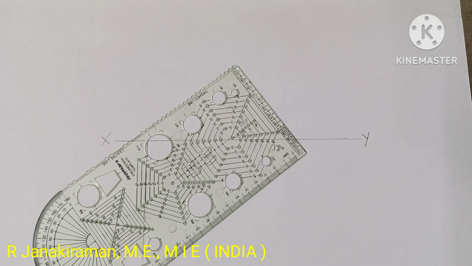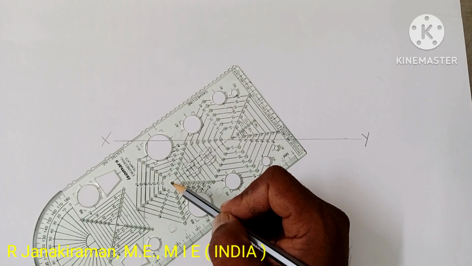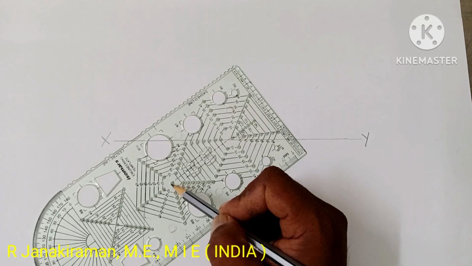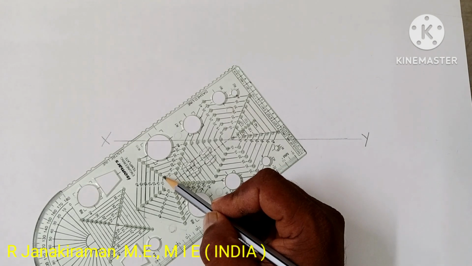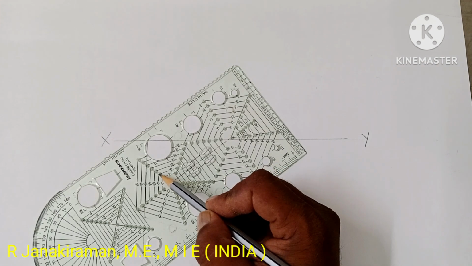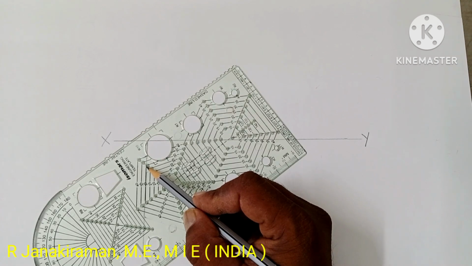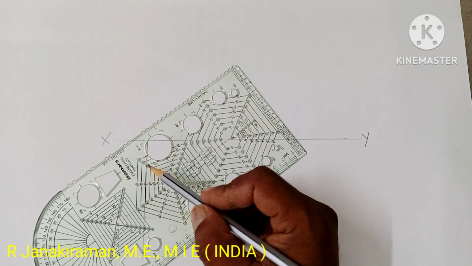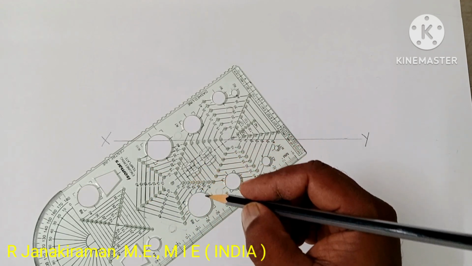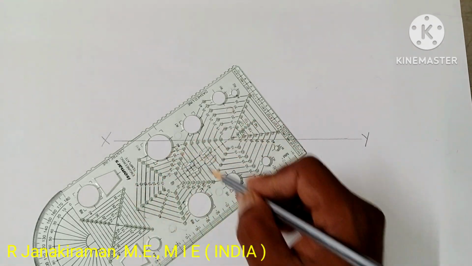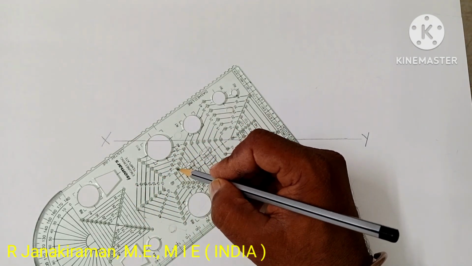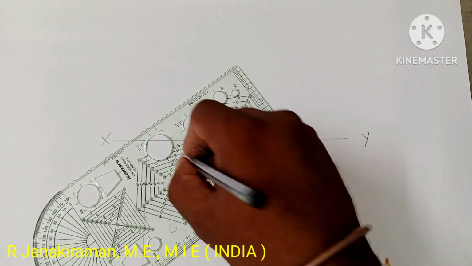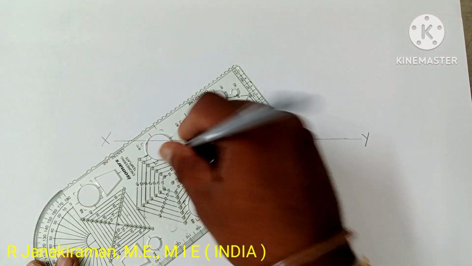Then count which hole it comes to, leaving the center of your pentagon. This center hole you leave. From the corner, count the number 1, 2, 3, 4. The fifth hole is for the 30 mm side pentagon. So locate the fifth hole in the center part of this pentagon. Count like this: 1, 2, 3, 4, 5. Put a dot using a pencil.